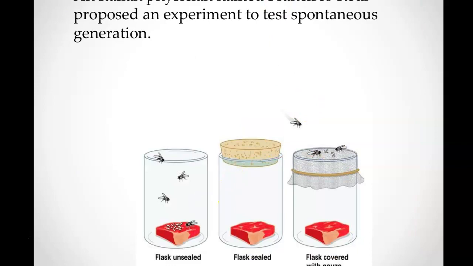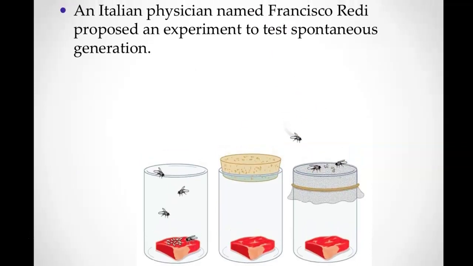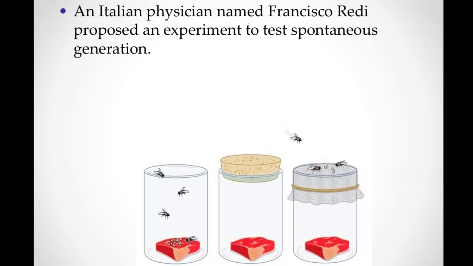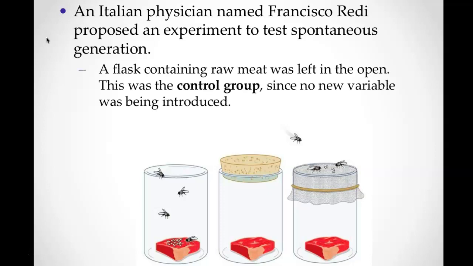Okay, so let's talk about this actual spontaneous generation experiment. And I'm sorry, my frame does not cover everything. So I'm just going to start at the top and then I'll move it down again. So an Italian physician named Francesco Redi proposed an experiment to test spontaneous generation. And so what he did was he made 3 flasks.